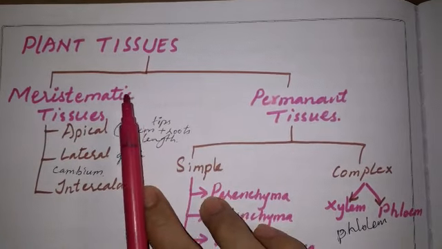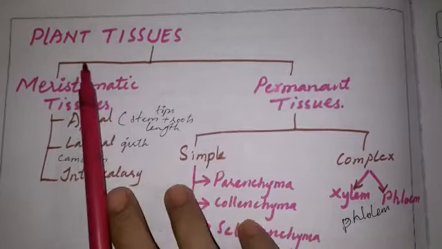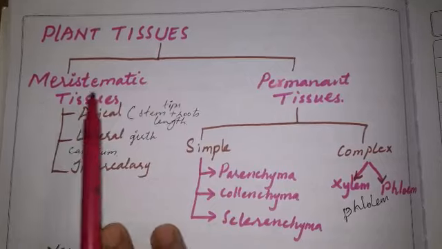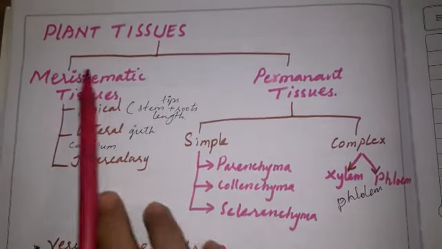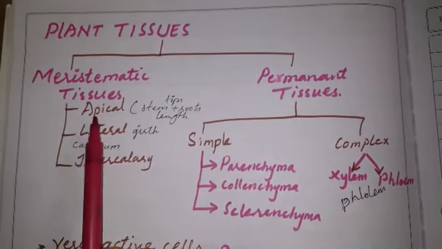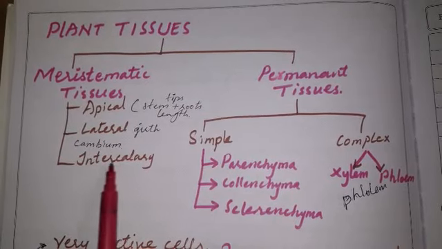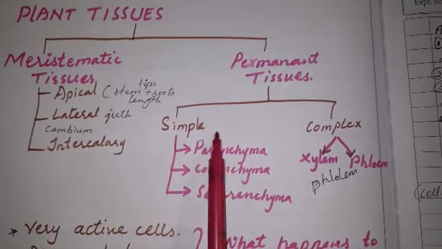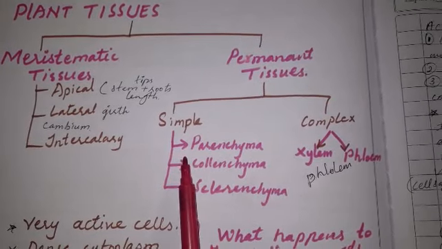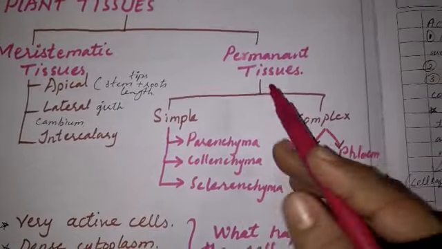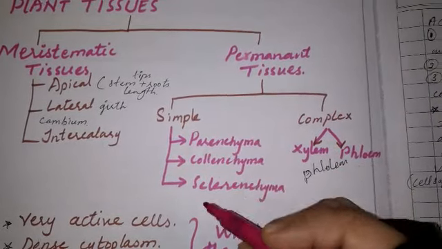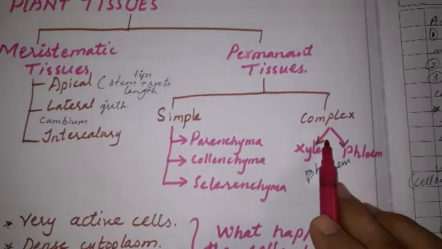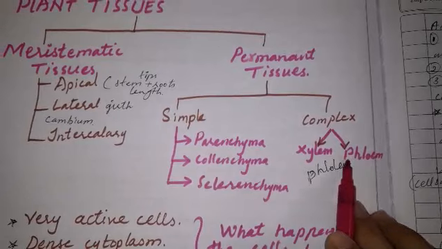So in my last video, I explained about plant tissues. As we know, plant tissues are of two types, that is meristematic tissue and permanent tissue. I have covered these topics in the last video, that is apical meristem, lateral meristem and intercalary meristem. Now we will move on to permanent tissue, that is simple permanent tissue and complex permanent tissue. Again, simple permanent tissues are of three types, that is parenchyma, collenchyma and sclerenchyma, and in complex permanent tissue we have xylem and phloem.